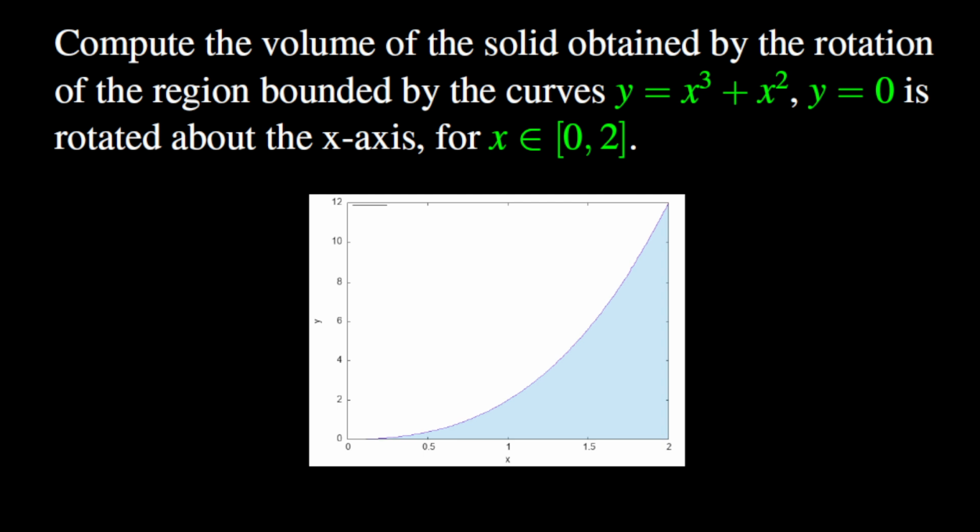When we have this type of question, it is crucial to have a graph of the region. This will allow us to learn more about the geometry of the problem, and adopt the proper method to solve it. In this case, the region is bounded by the curve x cubed plus x squared and the x-axis. The axis of rotation is also contained in this region. This is important because it will allow us to use the disk method to compute the volume of the solid.